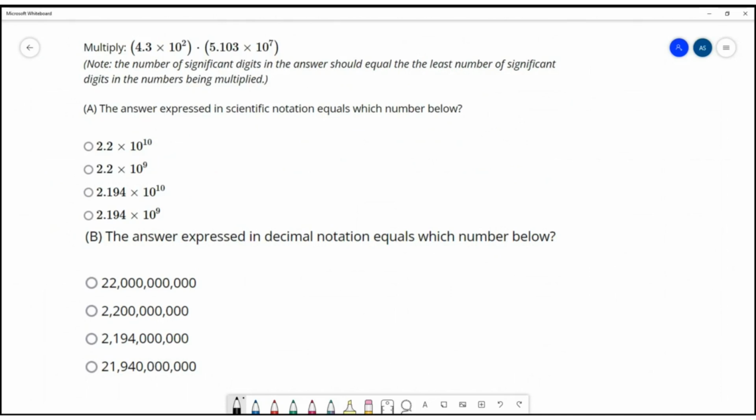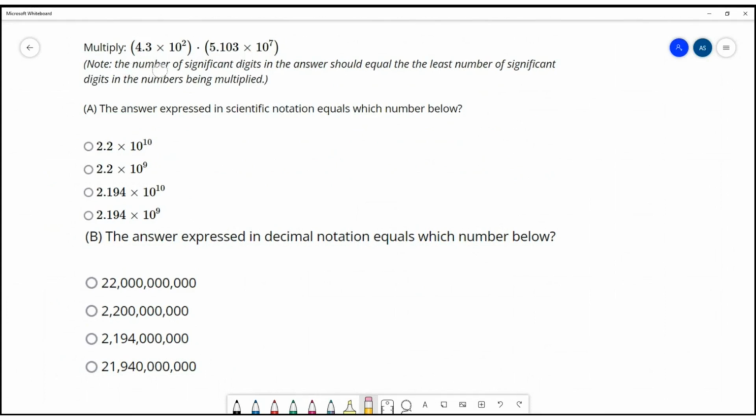So this first question says to multiply. We want to multiply 4.3 times 10 to the second times 5.103 times 10 to the 7th.